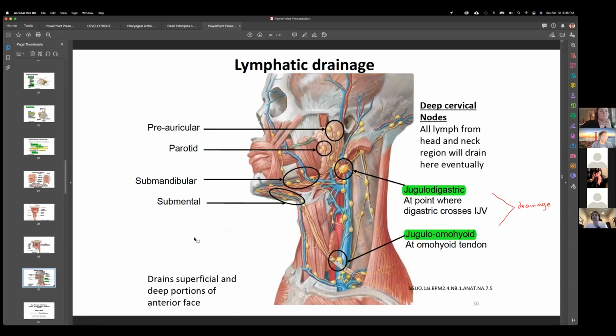Remember jugulo-digastric versus jugulo-omohyoid, tongue versus the tonsils, right? Submental will go underneath.